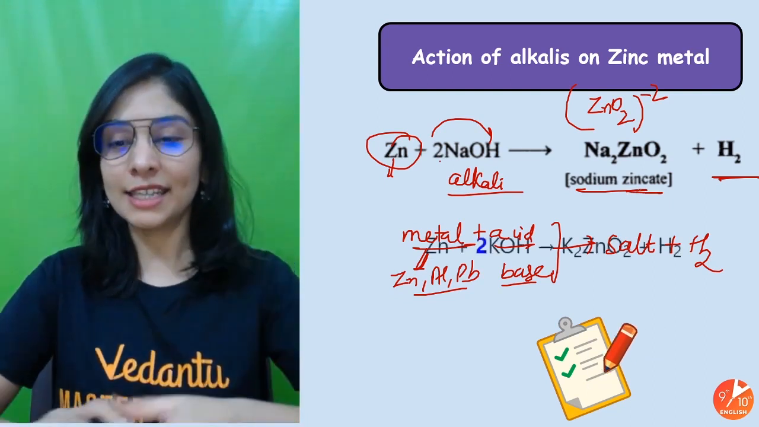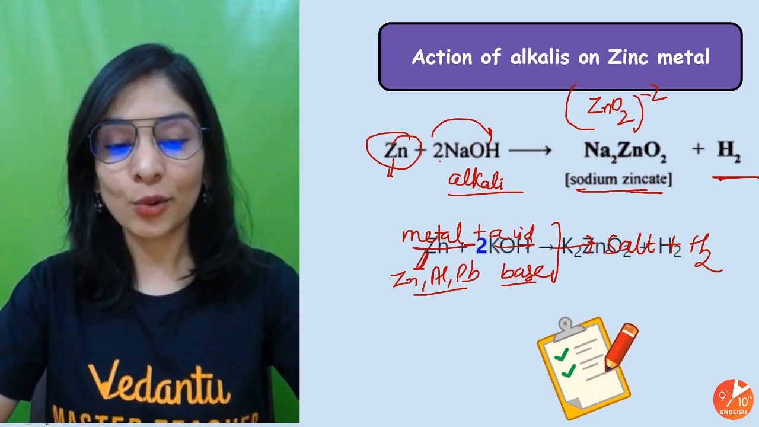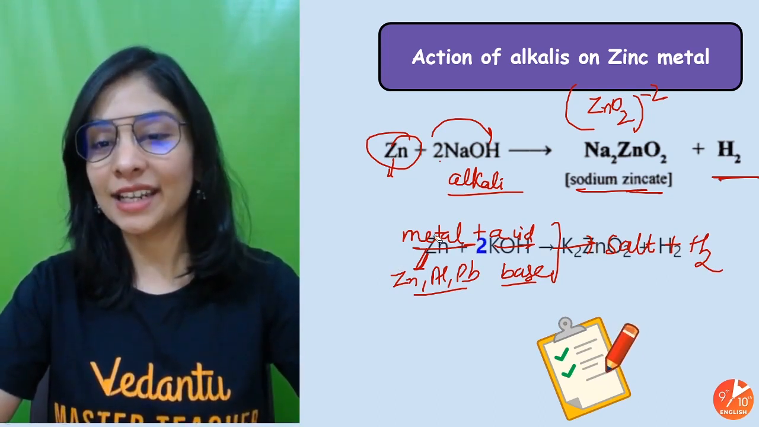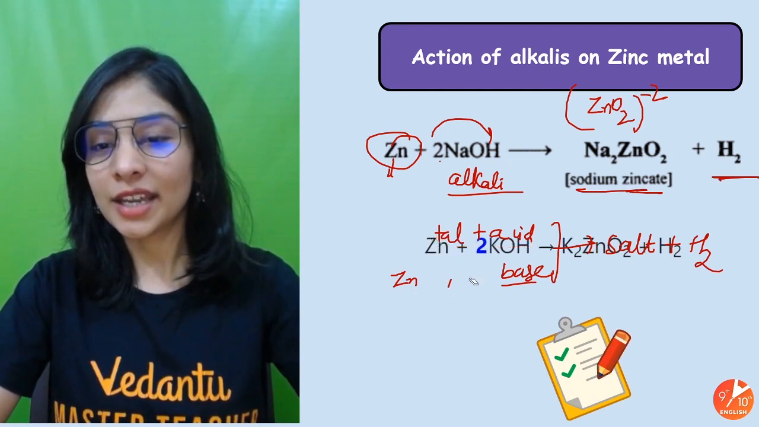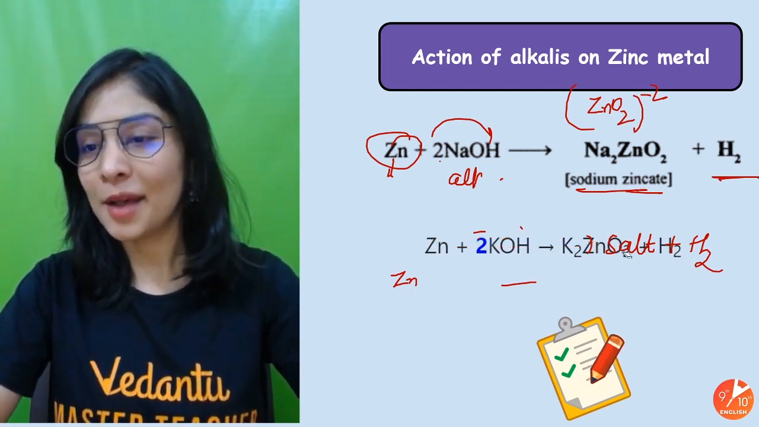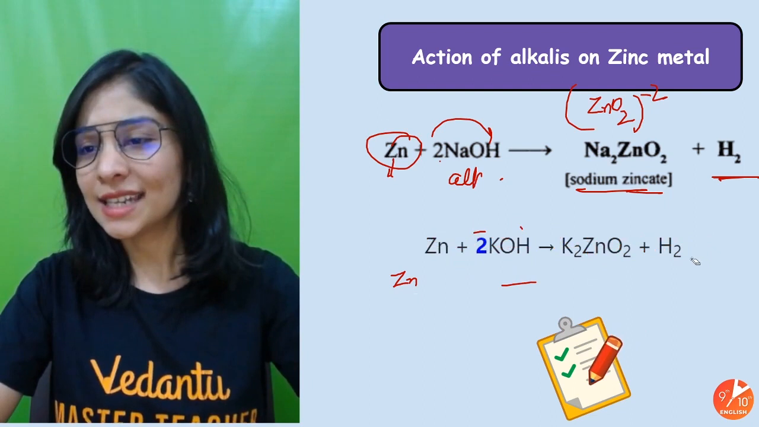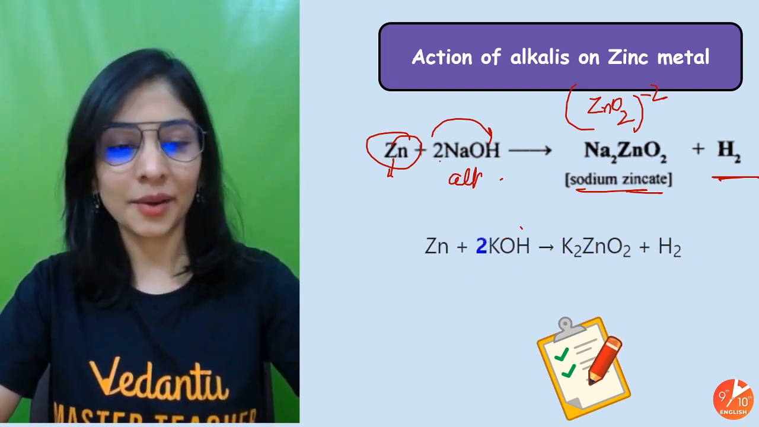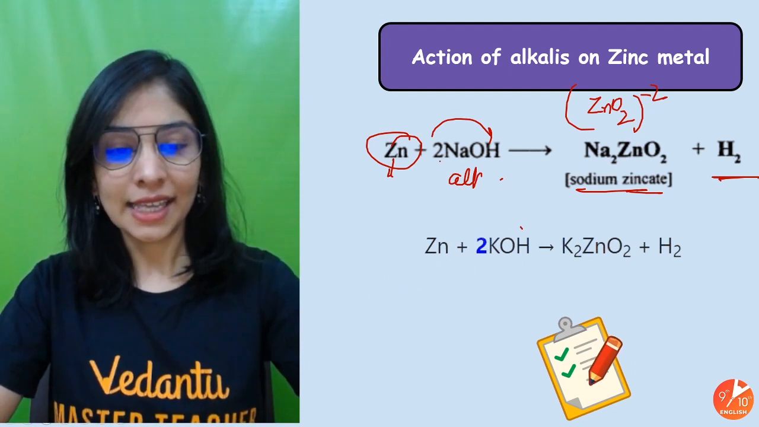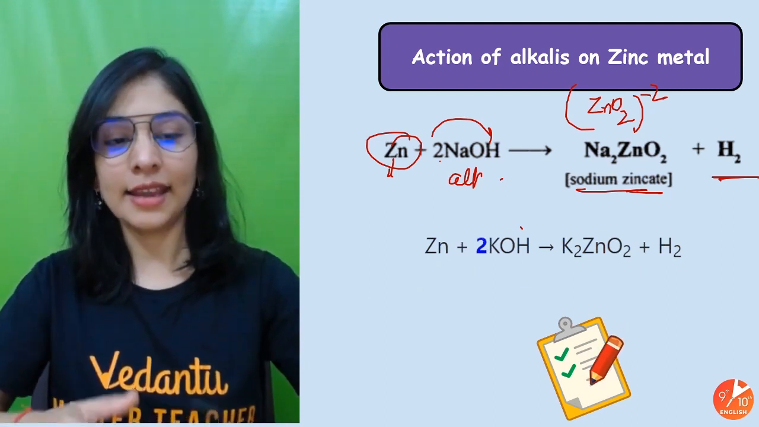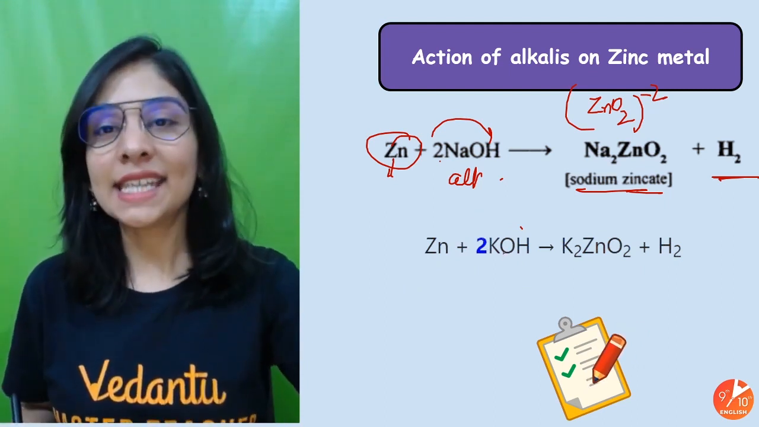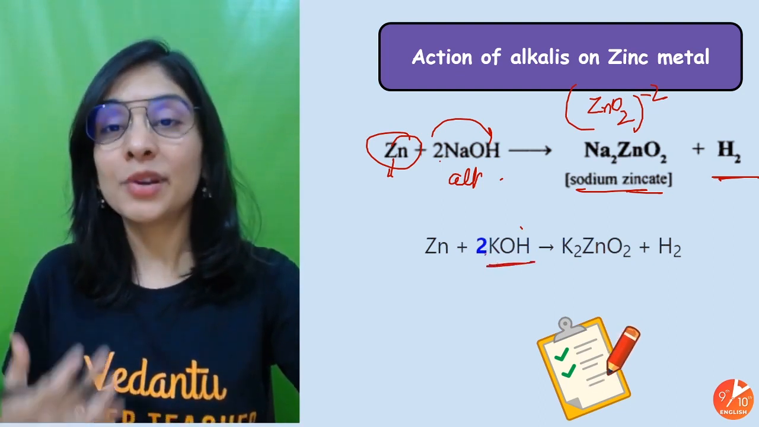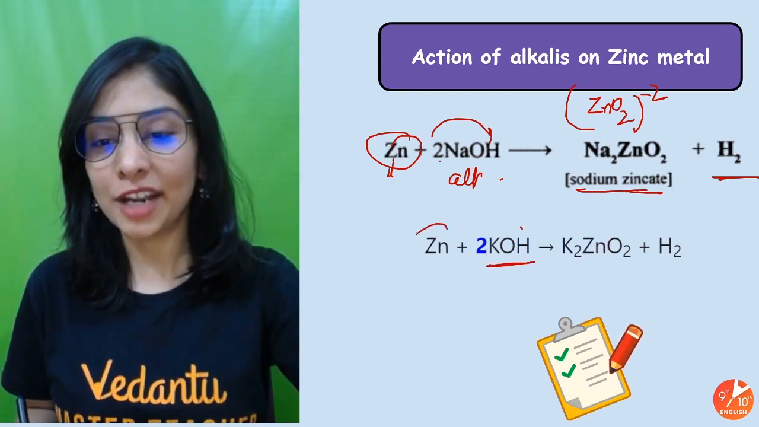Yeah, students, definitely, so awesome. So is there only one alkali? No, students, there is more than one alkali as well. So let me tell you some other examples. I hope you can see that I'm rubbing this area, I'm erasing this area. Okay, now when I take the alkali as KOH, I'm replacing sodium with potassium hydroxide, reacting with zinc.